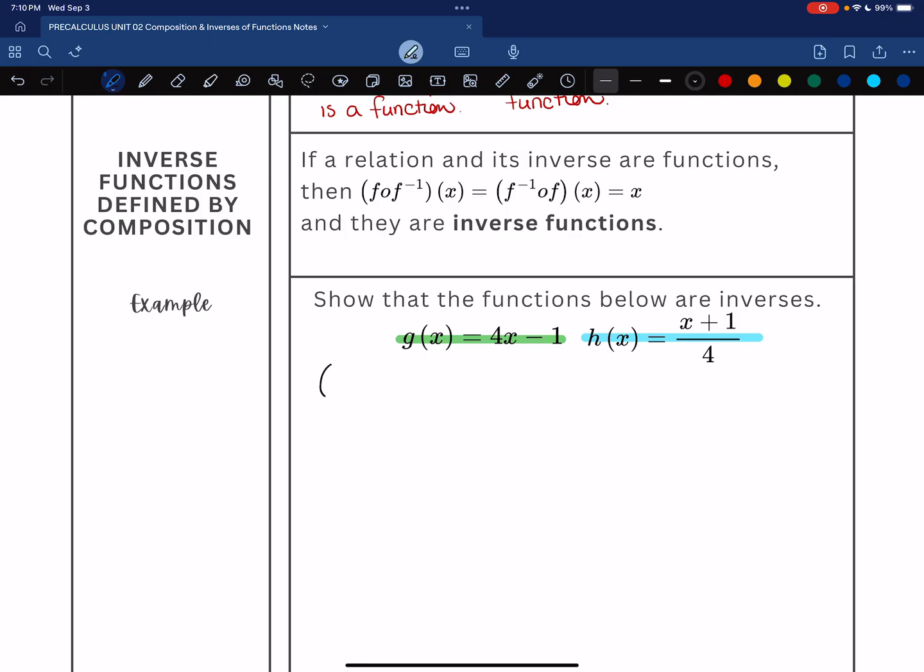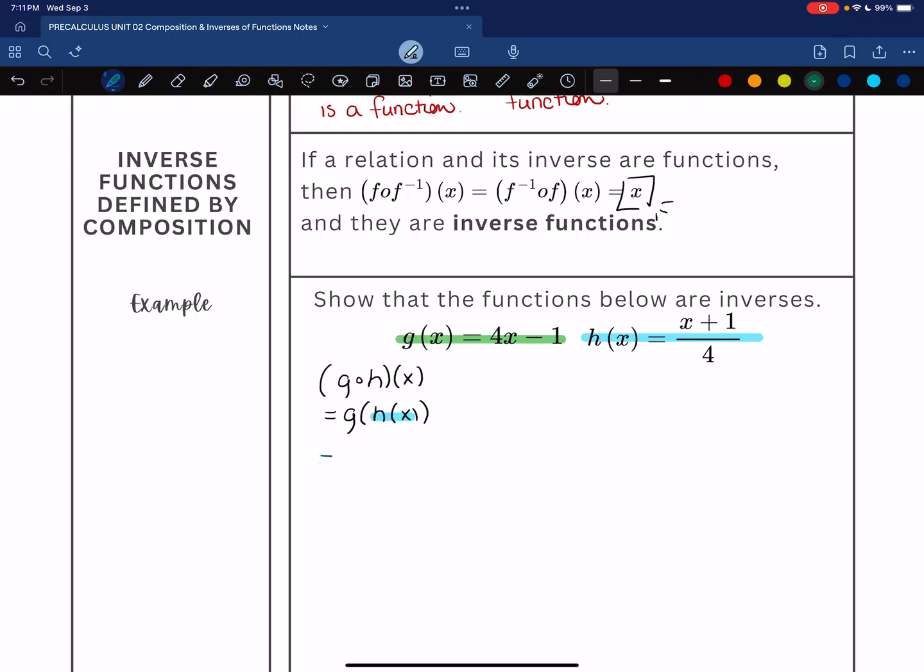So we're going to take g of h of x, and our hope is that it will equal x. That's the goal. If it equals x, then they're inverses. So let's go ahead and rewrite this. We know that g of h of x is the same thing as writing g(h(x)). So that h of x function is what's going to go inside of your g function.